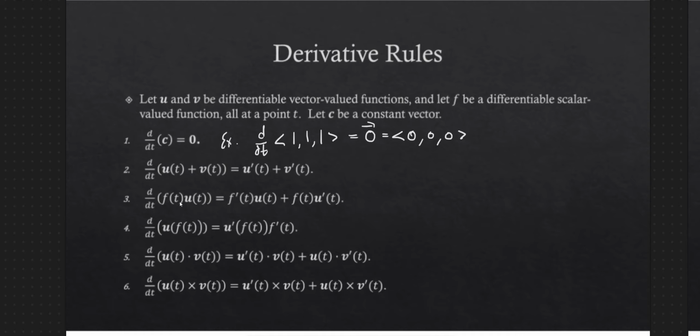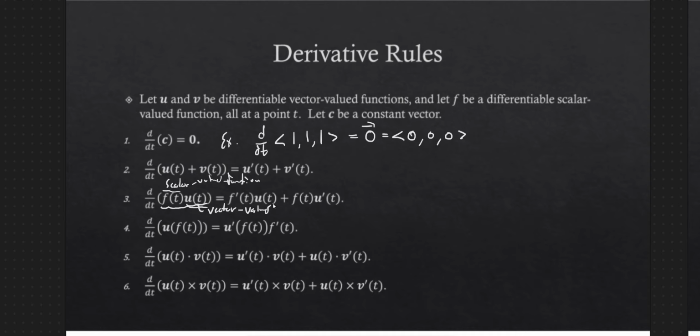Now, another rule we'll see, and this is the main thing you have to get used to with these new derivative rules, comes back to remembering what the objects are in a particular expression. So something like f(t) times u(t). Notice here, the f(t) is not bolded. This is a scalar-valued function, and it's scaling a vector-valued function.